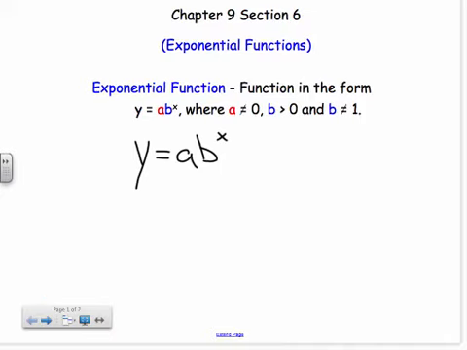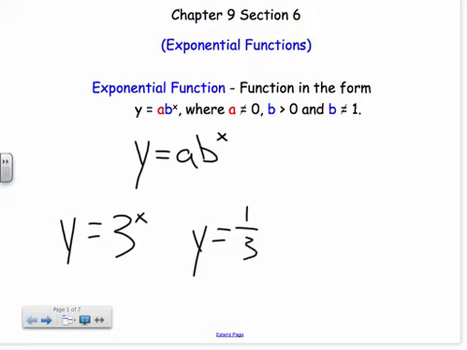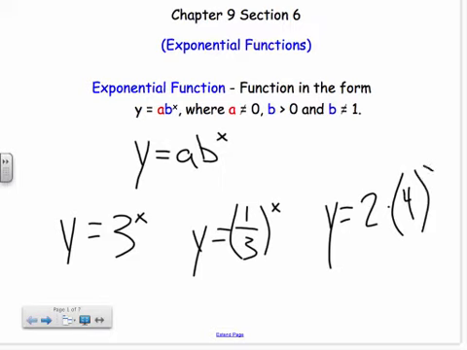So different examples, I could have it where there's no a term. I could have something just like 3 to the x power. I could have it with a fraction, 1/3 to the x power. And then I could also put a coefficient on it and say something like 2 times 4 to the x power. Okay, lots of different ways we can see it.